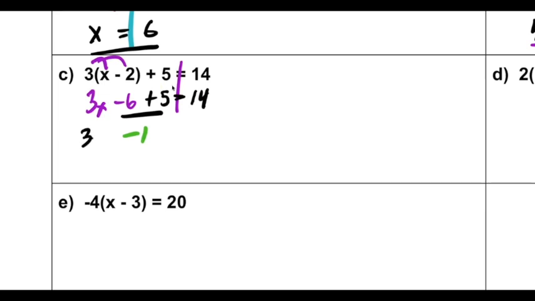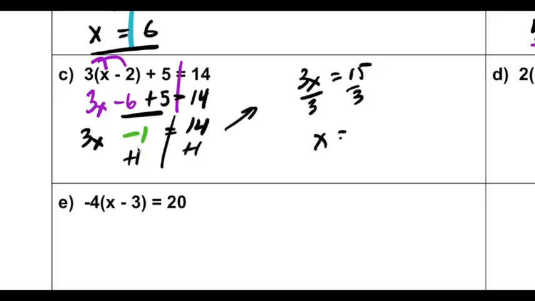I still have the 3x and the 14. And now it's like a normal problem. To get rid of the minus 1, we're going to add 1 to both sides. Whatever I do to the left side, I do to the right side. And I get 3x is equal to 15. Divide by 3, x is equal to 5.